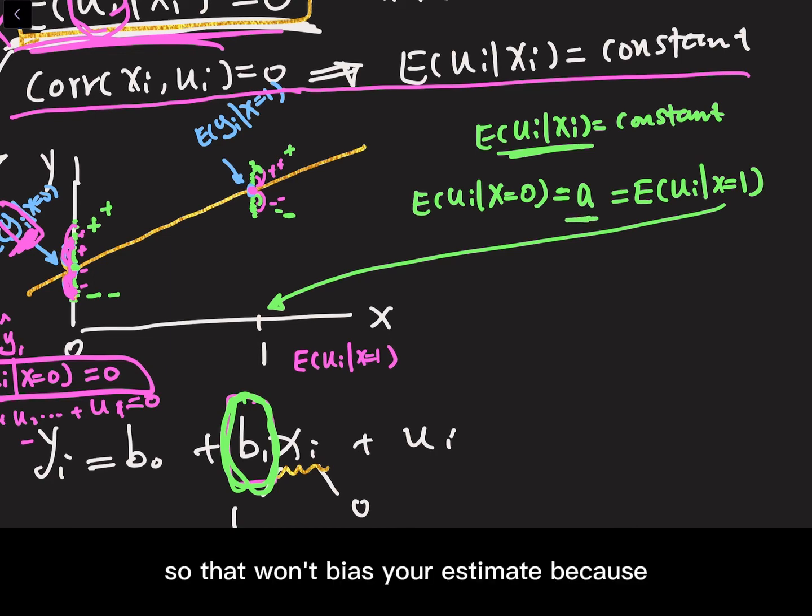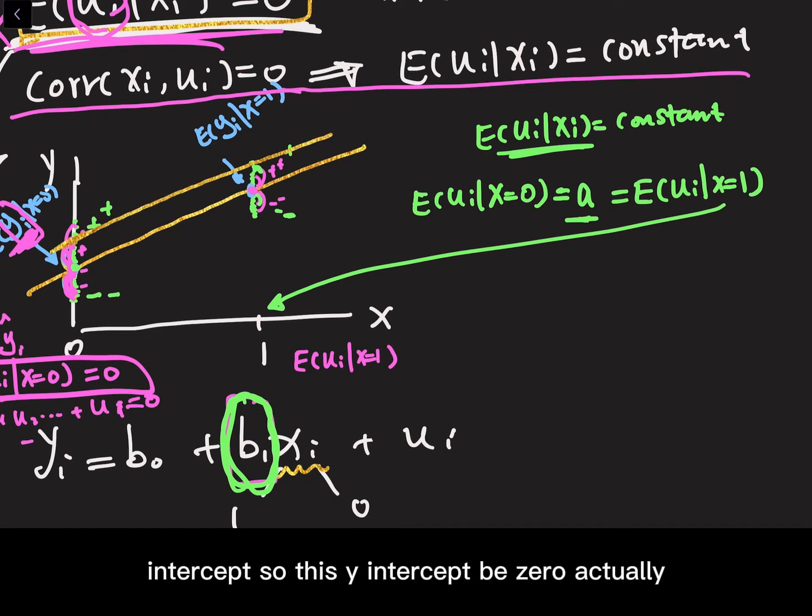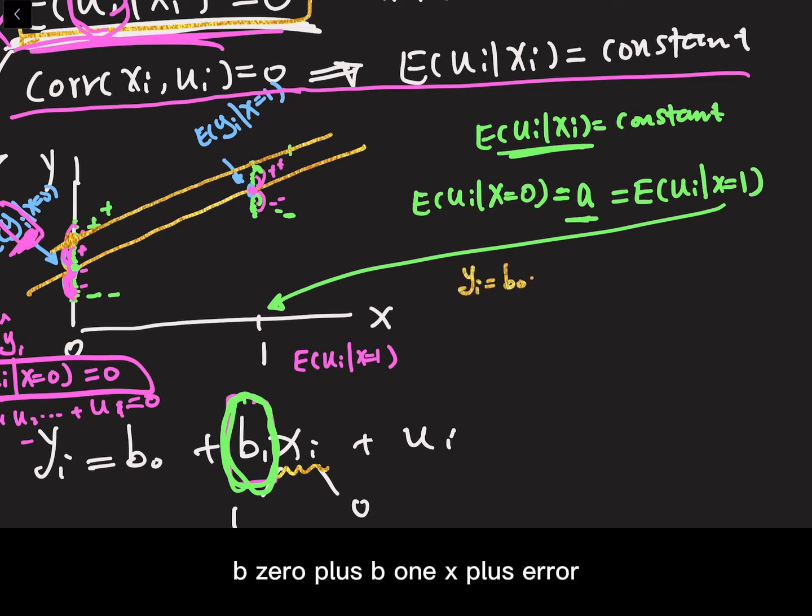So that won't bias your estimate, because it's just absorbed by the y-intercept. This y-intercept b0, that's why most of the time we don't interpret b0, because it's just a placeholder. Okay, so now just y equals b0 plus b1 x plus error.